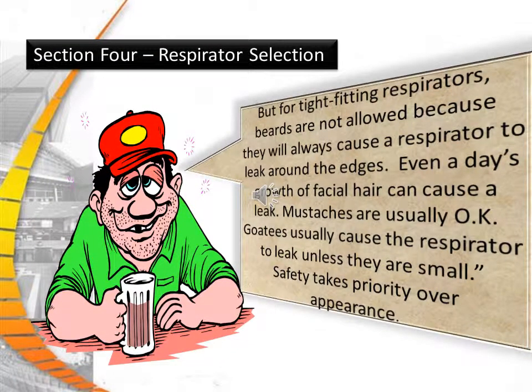Tight-fitting respirators do not allow beards because they will cause the respirator to leak around the edges. Even a day's growth of facial hair can cause a leak. Mustaches are usually okay. Goatees can usually cause a respirator to leak because they are small. Safety takes priority over appearance.